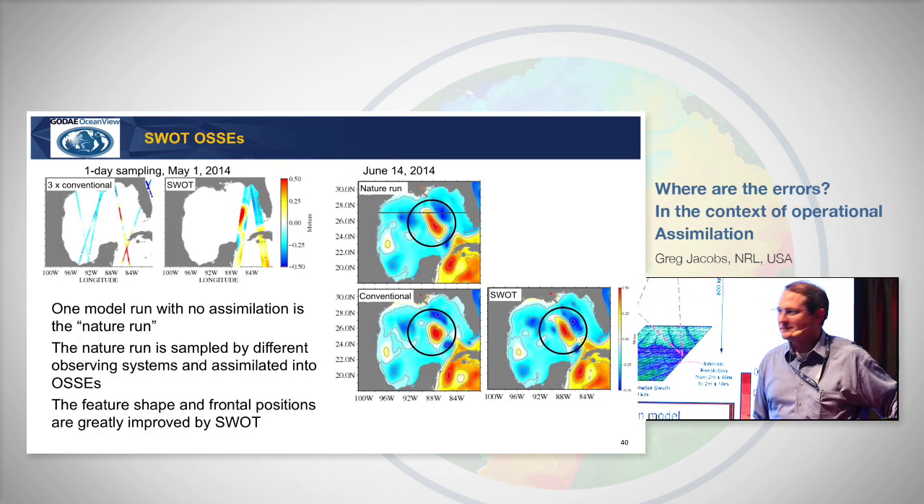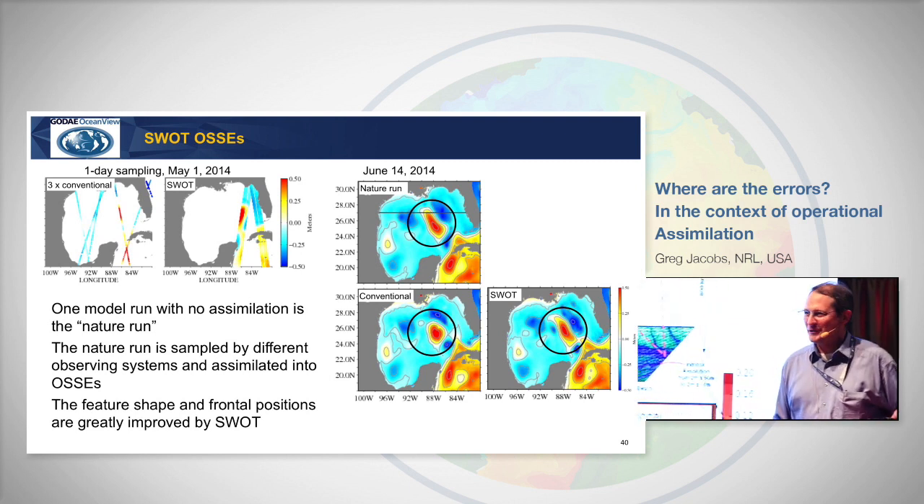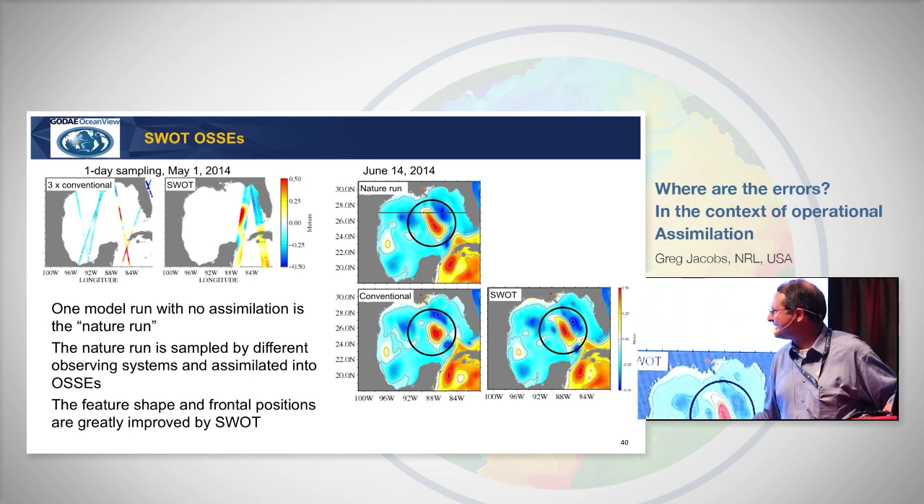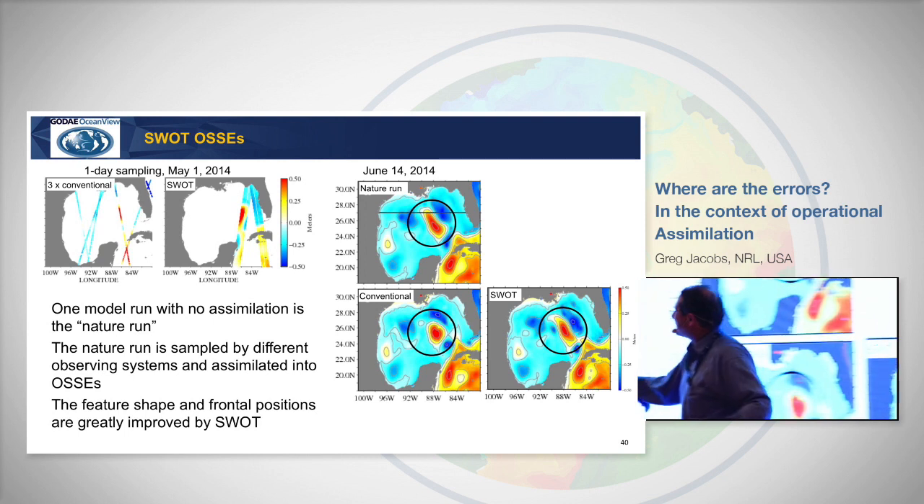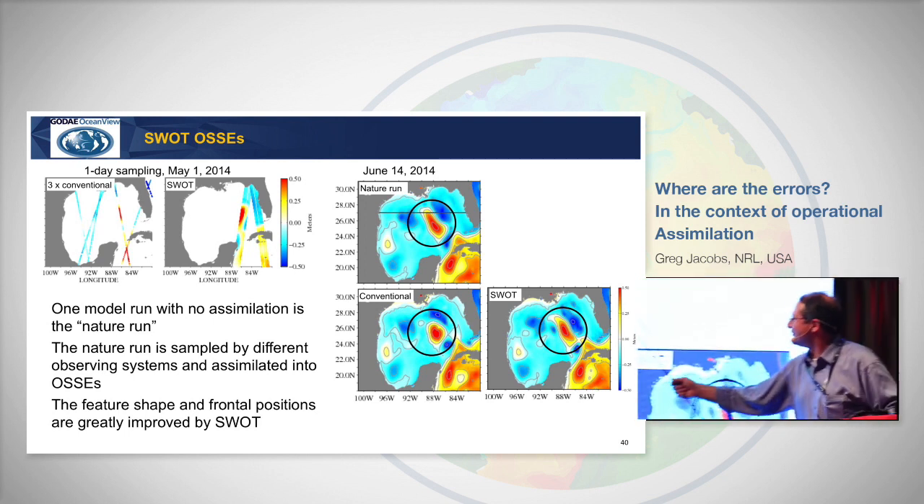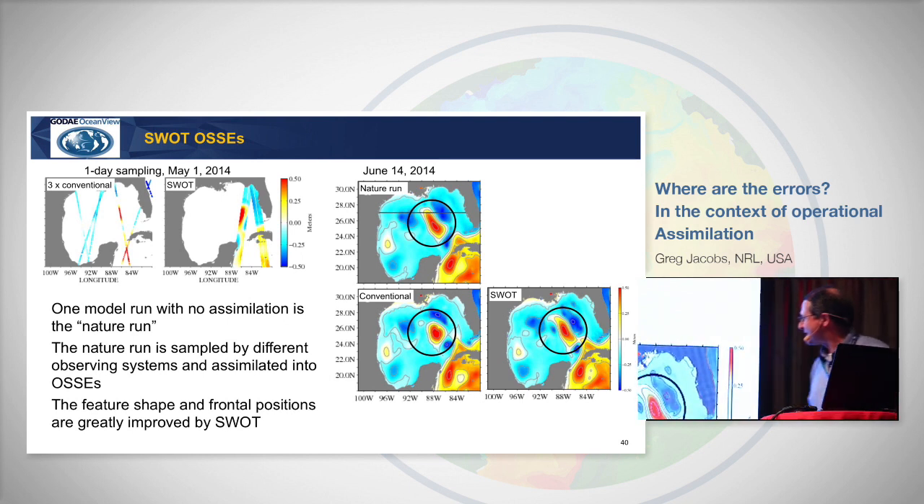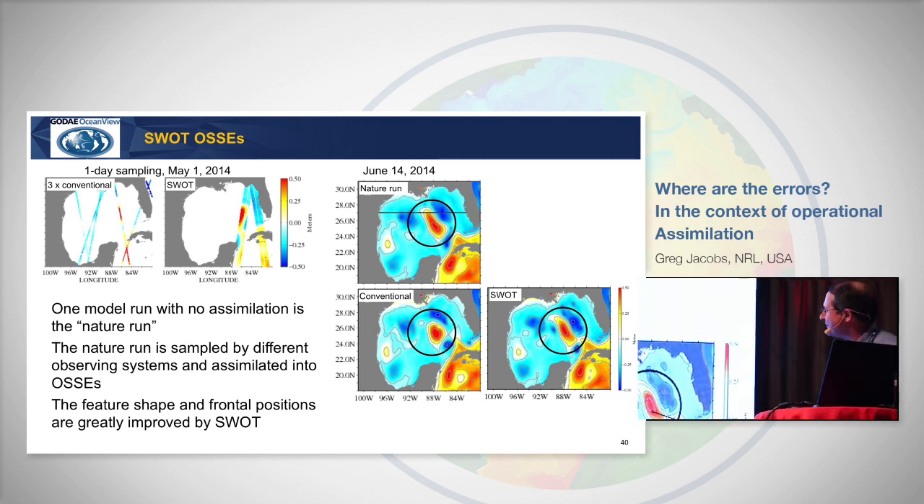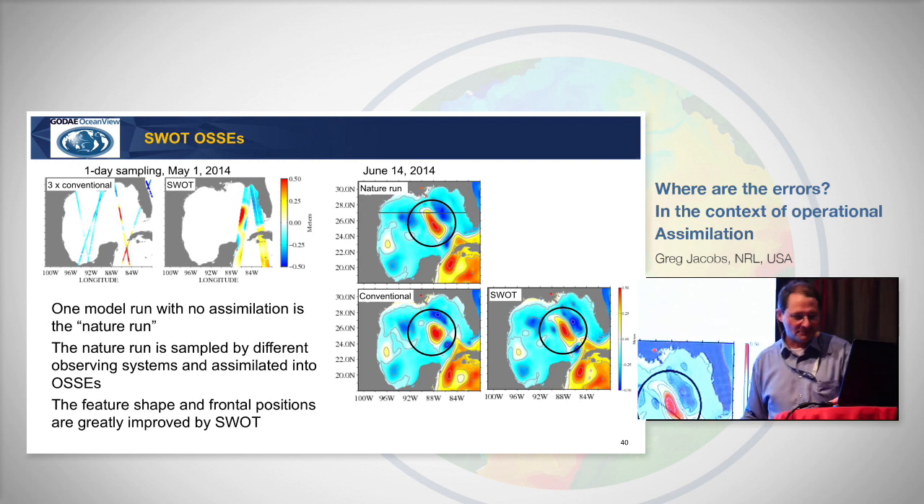There's SWOT. Uh-oh. It's lunchtime. Here's an OSSE for SWOT. We ran one model. We sampled it with conventional and SWOT altimeters. So here's the nature run. Here's 2 runs after assimilating those. With SWOT, you get the features and fronts much better.